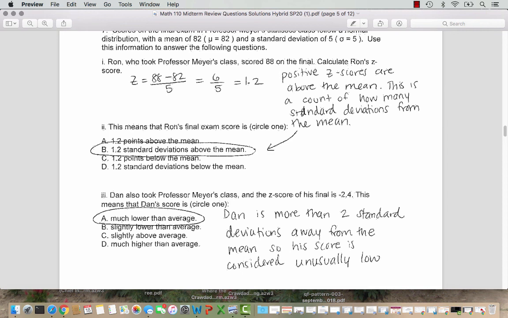And then Dan also took Professor Meyer's class, and the z-score of his final is negative 2.4. So we have to interpret what this means. So we know Dan is more than 2 standard deviations away from the mean. So we would say his score is actually considered unusually low. So the best answer choice here to describe Dan is that his score is much lower than average.